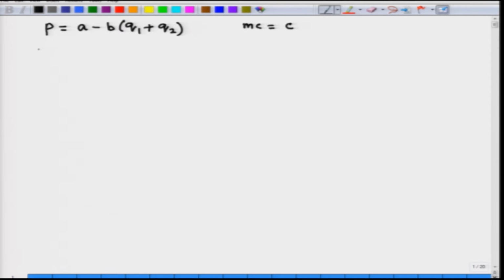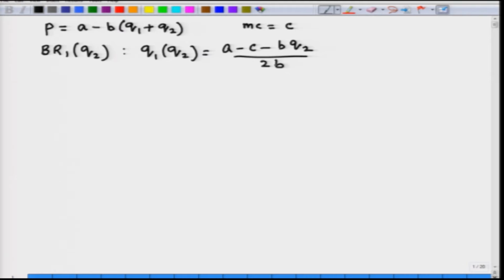So, those best response functions were, the best response function for firm 1 as a function of Q2 was given by Q1 as a function of Q2 equals (A minus C minus B Q2) by 2B, and the best response function of firm 2 for each choice of Q1 chosen by firm 1 was Q2 as a function of Q1, which is equal to (A minus C minus B Q1) by 2B. We had then drawn these best response functions.